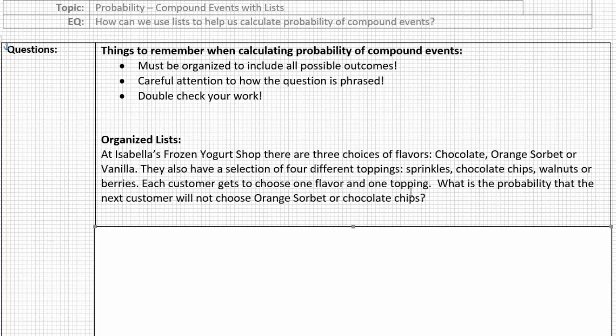So I'm going to scroll down and you won't be able to see the story problem, so make sure that you know there are 3 flavors: chocolate, orange, and vanilla, and 4 different toppings: sprinkles, chocolate chips, walnuts, or berries. Also be sure to jot down the question, as that is the important information from the story problem, and then we'll jump into solving it.